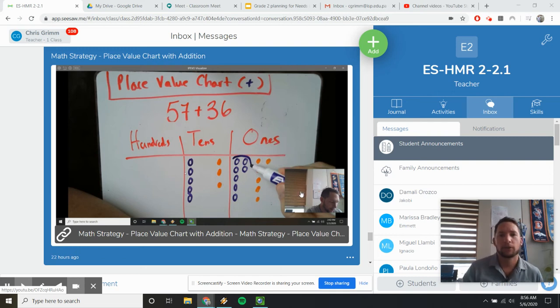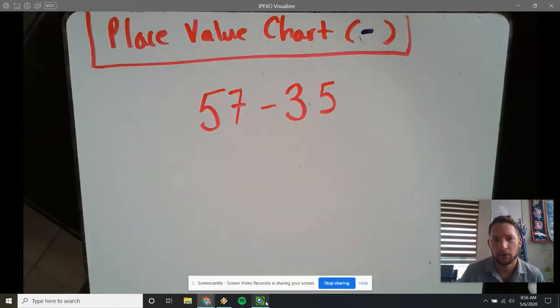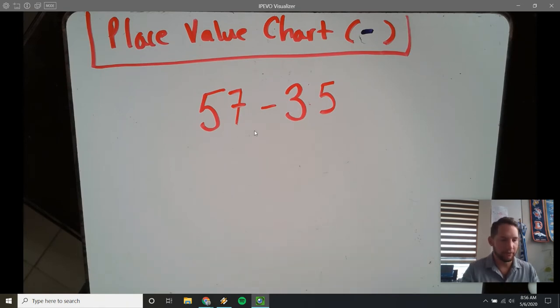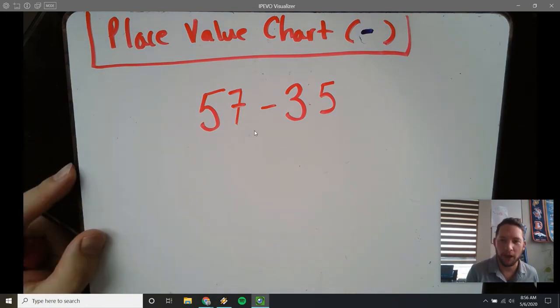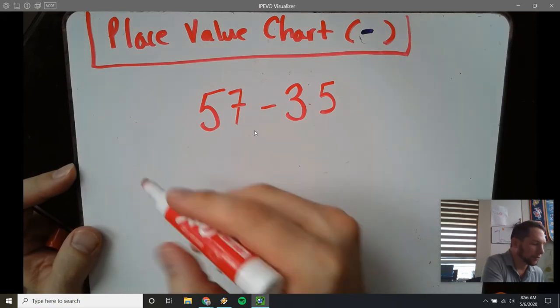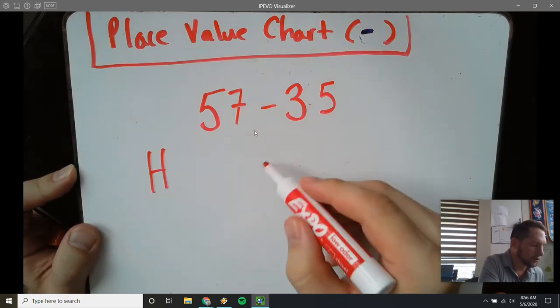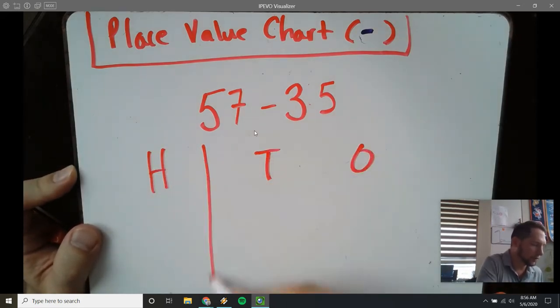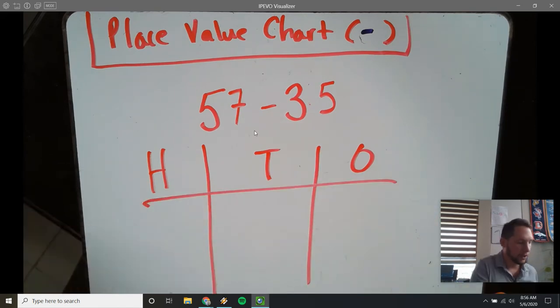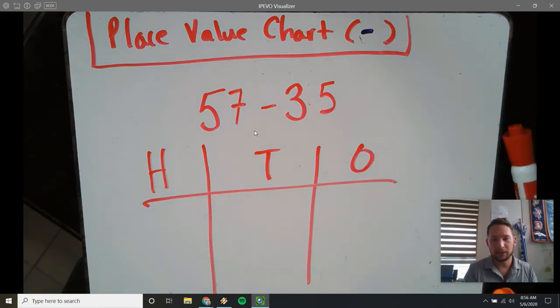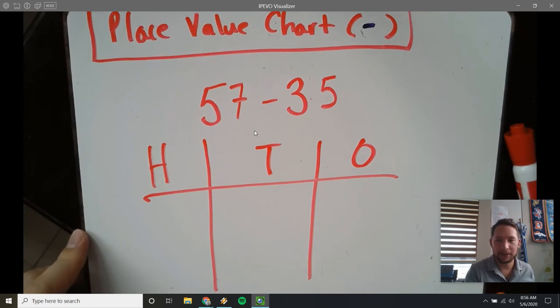All right, I want to go over the place value chart strategy, but with subtraction. So here's the problem: 57 minus 35. With the place value chart, there's one specific difference when you're doing subtraction compared to addition. We still make our chart, hundreds, tens, ones. I'm still using a color or a shape to distinguish my number.